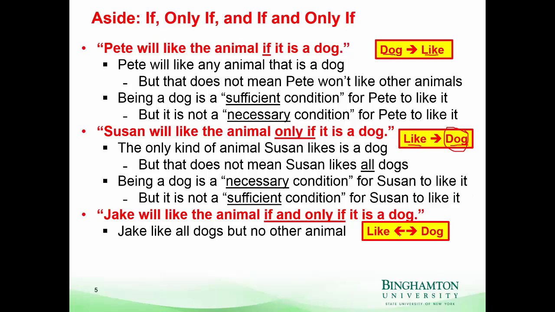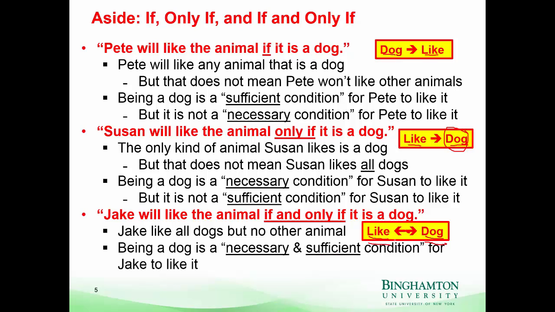And we have a double going arrow here. Usually this arrow doesn't have the little gap there, but I couldn't find a double arrow, so I had to use two arrows next to each other. So this is going both ways. If you know that here's an animal and Jake likes it, you know it is a dog. And if here's a dog, you know that Jake is going to like it. It goes both ways. So being a dog is both necessary and sufficient condition for Jake to like it.